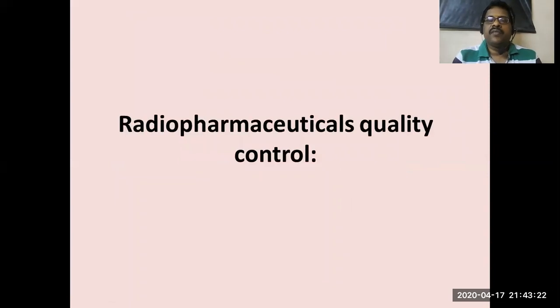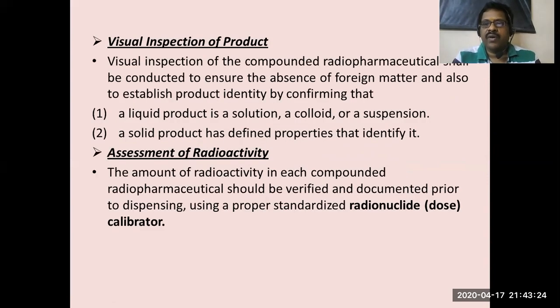Then radiopharmaceuticals quality control. What are the quality controls we normally do? Visual inspection of the product. We do visual inspection for the presence of any foreign matter in the formulation, because they are injectable preparations. And if it is a liquid solution, a colloid or a suspension, or if it is a solid, it has definite properties, and that will be identified. So all normal quality control procedures will be applicable for these radioactive pharmaceuticals also.